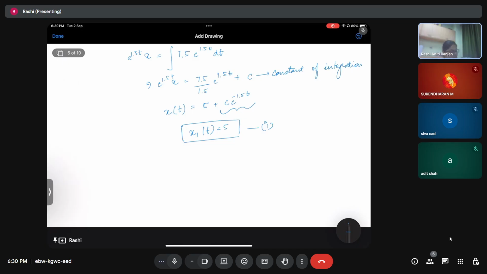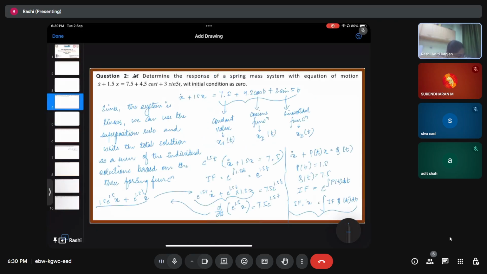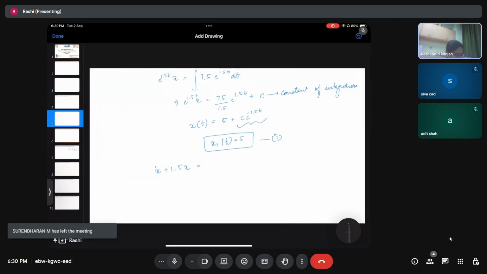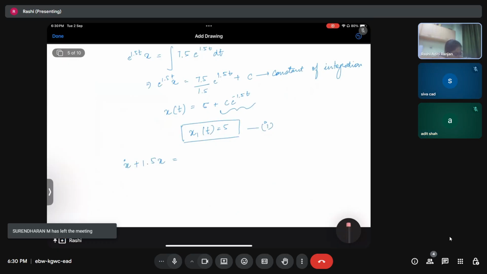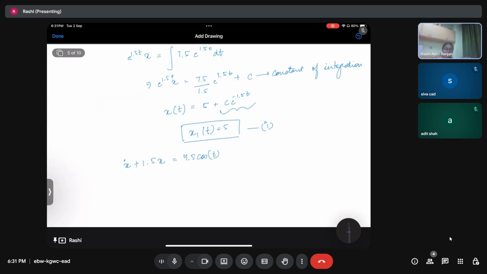Now we'll go on to the second one, for which the differential equation is going to be x dot plus 1.5x is equal to 4.5 cos of t. Okay.